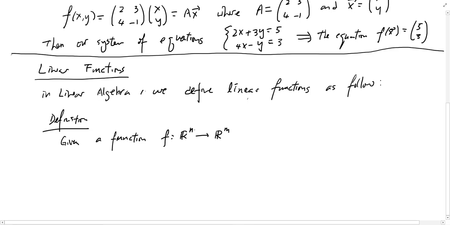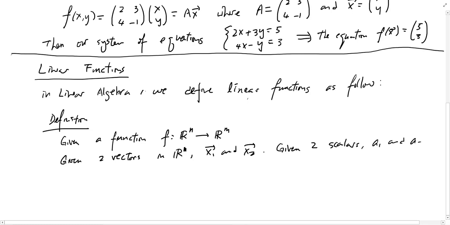Rn to Rm. So the domain and the range don't have to match, but they do both have to be real numbers. Let's say the function maps from Rn to Rm, and here's how we define a linear function. Let's say given two vectors in Rn, in the domain of the function, let's call these two vectors x1 and x2. And let's say given two scalars, let's call them a1 and a2.